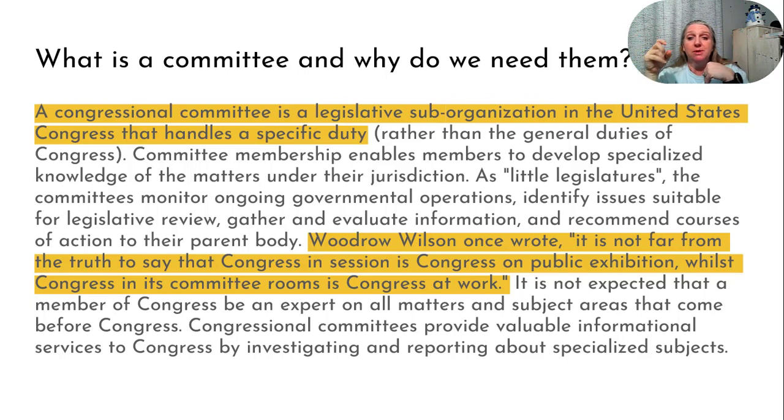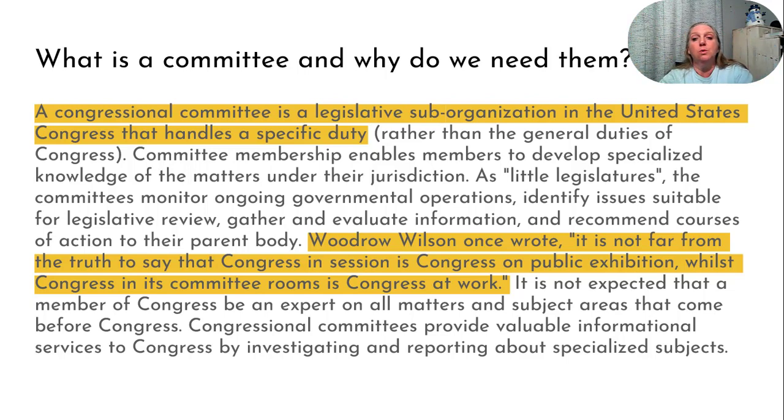Committee membership enables members to develop specialized knowledge of the matters under their jurisdiction. They act as little legislators. The committees monitor ongoing governmental operations. So they're looking to see if previous laws that they have passed have been implemented the way they want them to. They identify issues suitable for legislative review. They gather and evaluate information. They recommend courses of action to their parent body, the full committee.